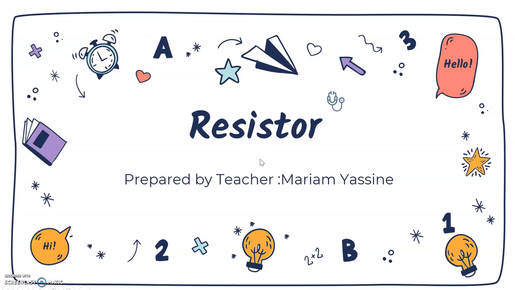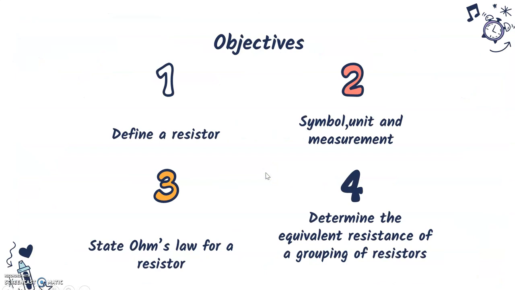As usual, I will start by mentioning the objectives of our lesson. Define a resistor will be our first objective. Symbol, unit, measurement will be our second objective. And our third objective is to state Ohm's law. What is Ohm's law?